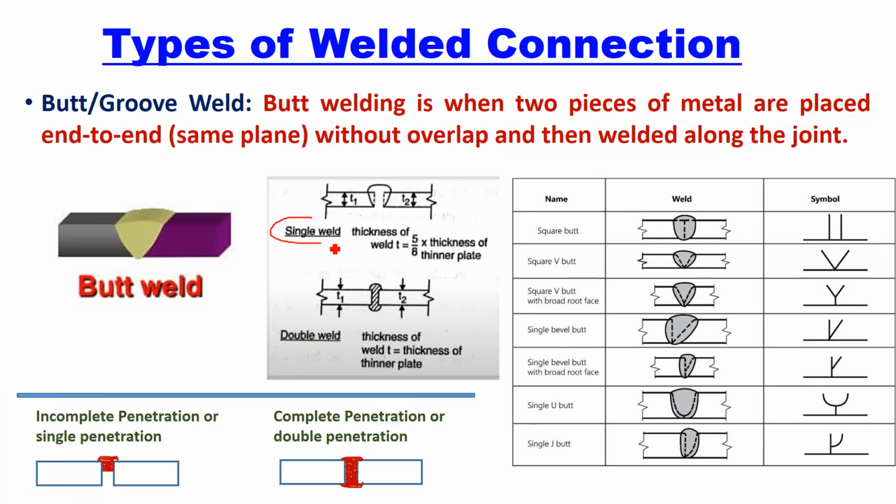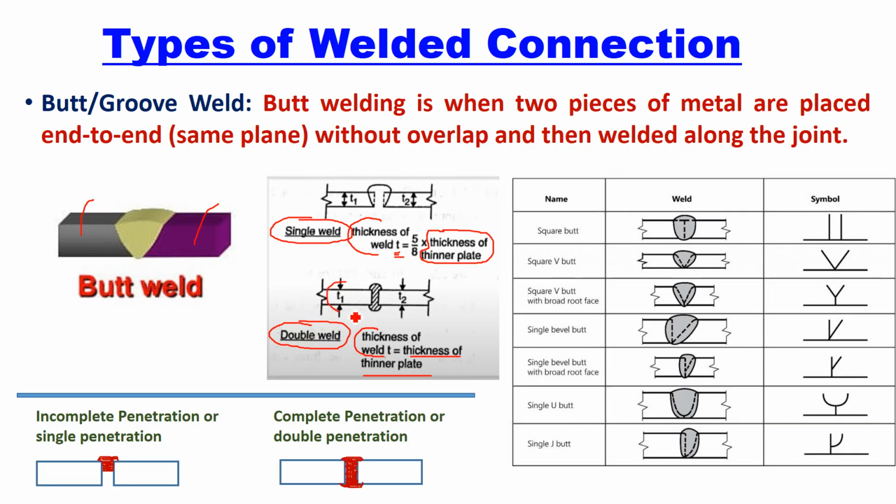Now what is the thickness of butt weld? In case of single weld connection, butt weld connection, the thickness of weld T is taken as 5/8 into the thickness of the thinner plate. So out of the two plates which you are connecting, whichever is thinner, the thickness of that thinner plate multiplied by 5/8 is the thickness of weld in case of single butt weld connection. And in case of double weld connection, the thickness of weld is taken equal to the thickness of the thinner plate. The thickness of the thinner plate and the thickness of weld are the same in case of double weld.